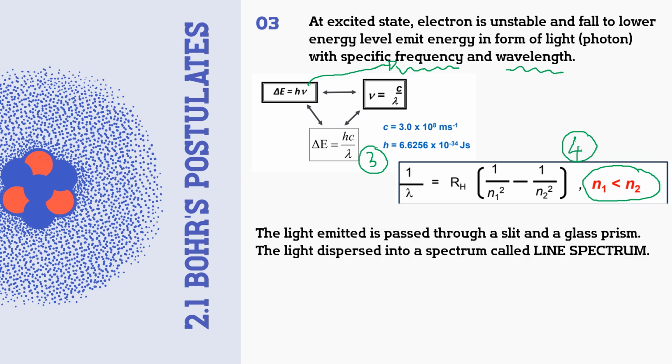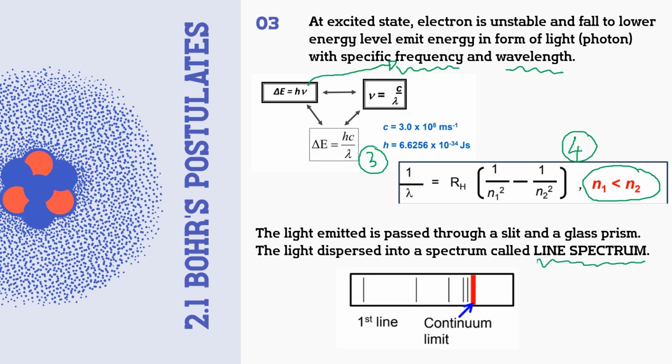The light emitted will be passed through a slit and a glass prism, and then the light will disperse into a spectrum, which we call the light spectrum. This is an example of the light spectrum. The Bohr line here is considered the continuum limit, and the biggest gap will be considered the first line.